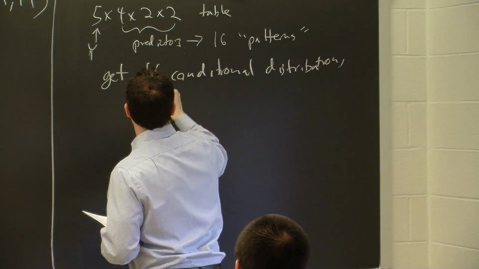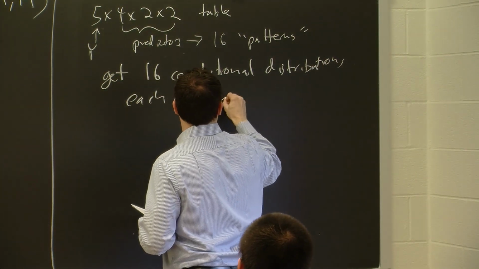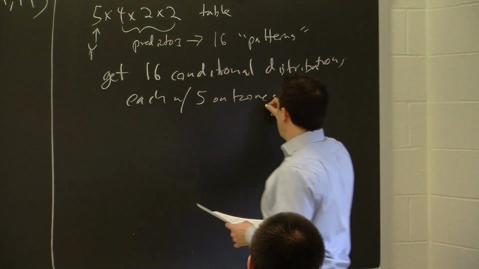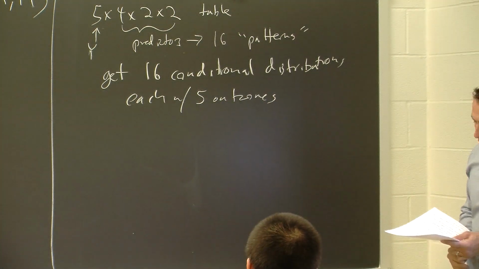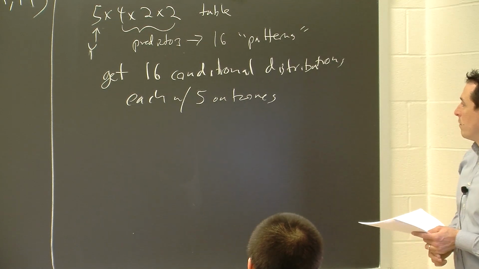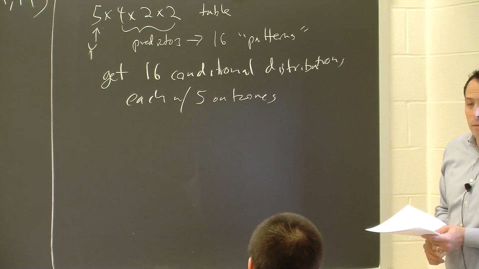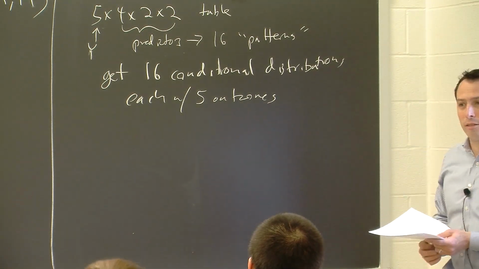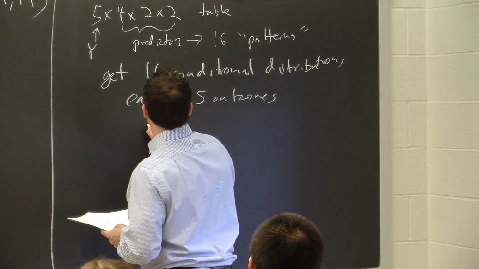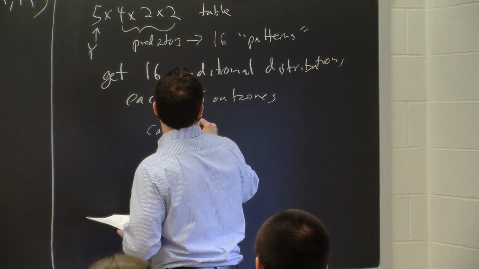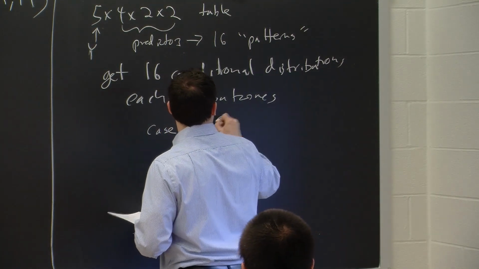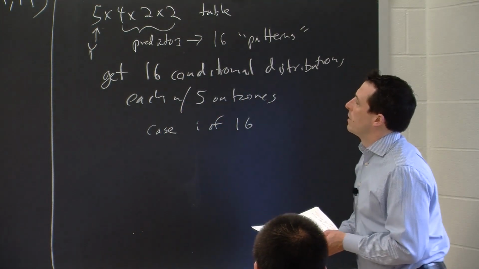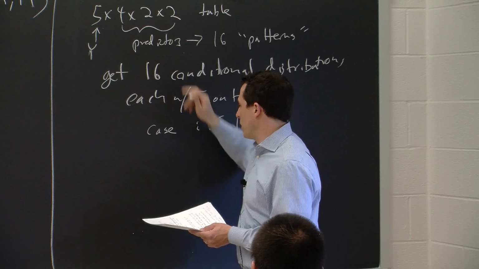Each has 5 outcomes. I have a probability distribution with 5 outcomes. I have 4 degrees of freedom, because there are 5 probabilities that have to sum to 1, right? So, say we have case I of 16. Maybe that's some combination of these 3 variables.